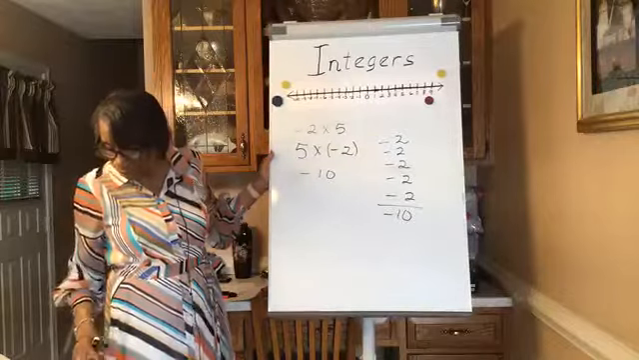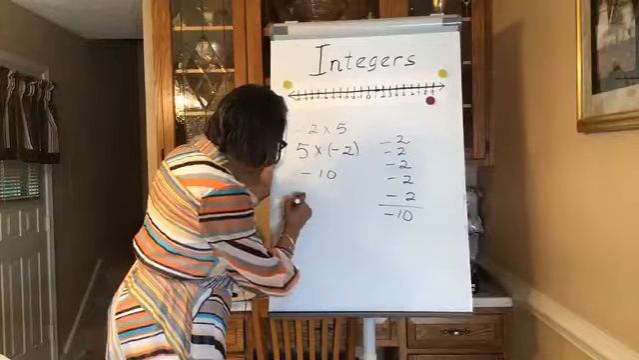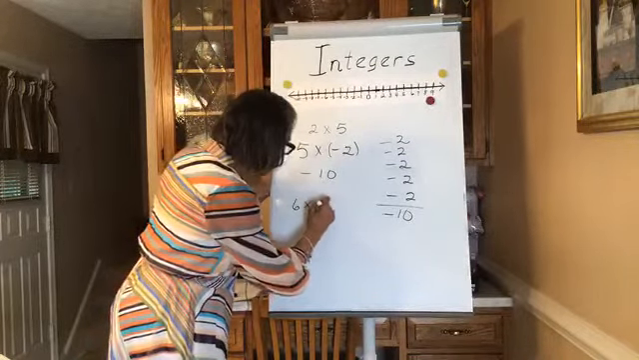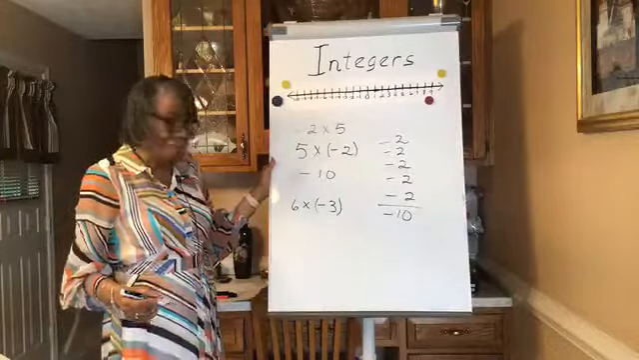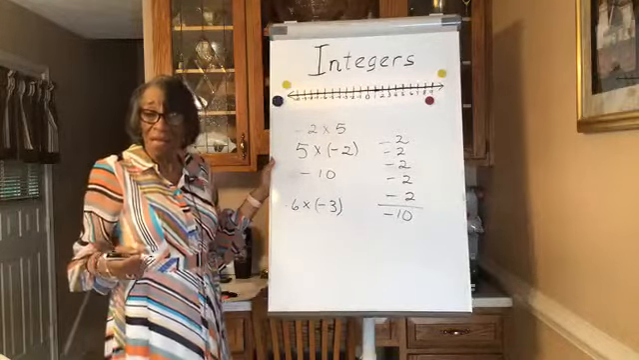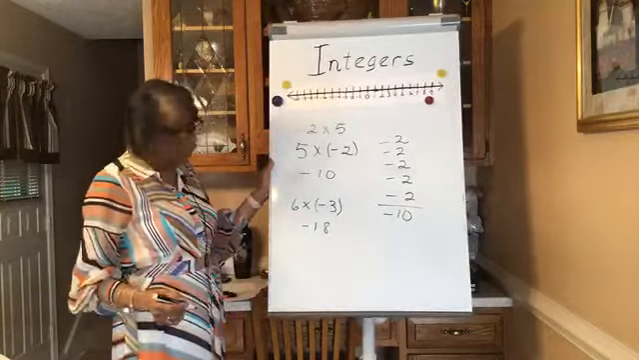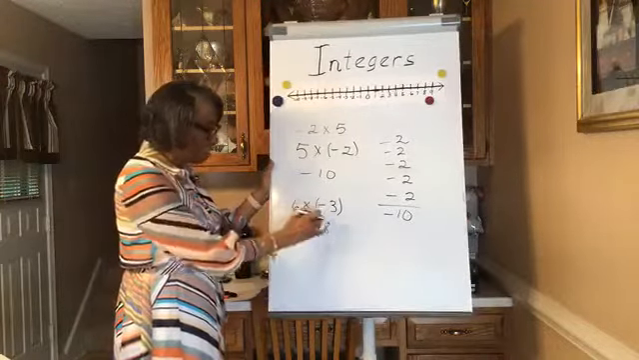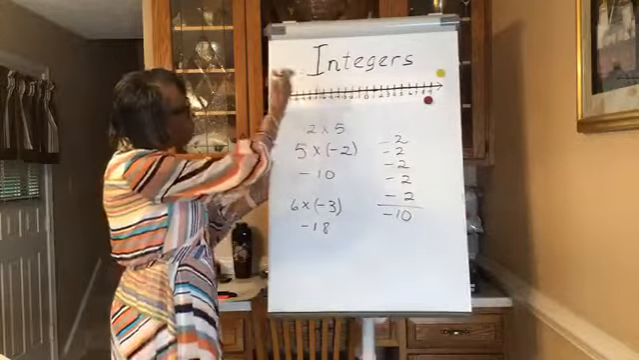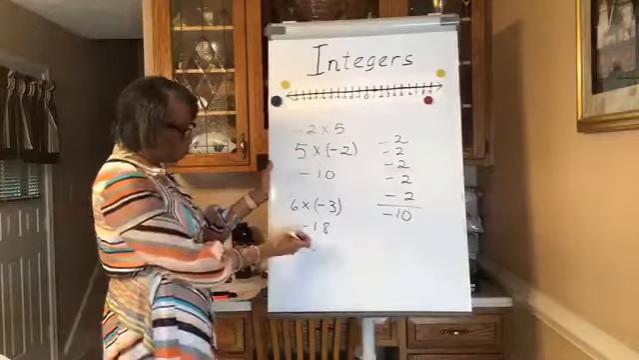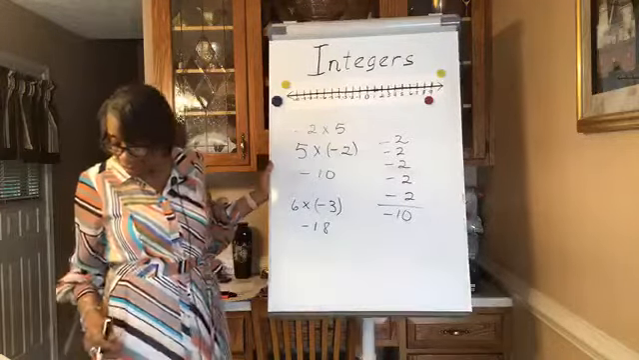All right, let's go to another one. 6 times negative 3. All right, 6 times negative 3 just means to add negative 3 6 times. And what are you going to get? Negative 18. As this is 6 times, we're going negative 3 on the number line. We go negative 3, keep going 3, every 3 numbers on the number line, and we end up at negative 18. All right?